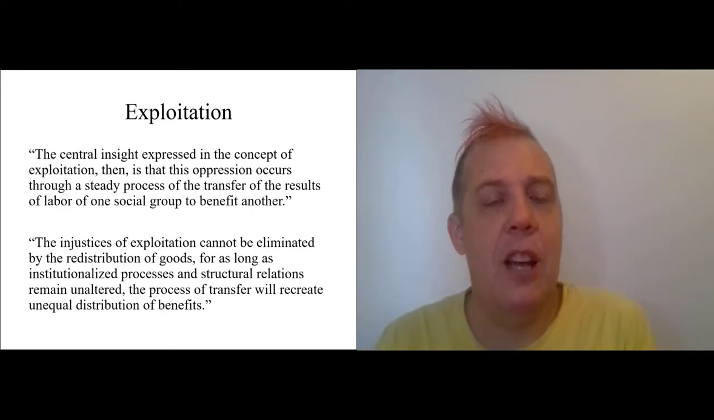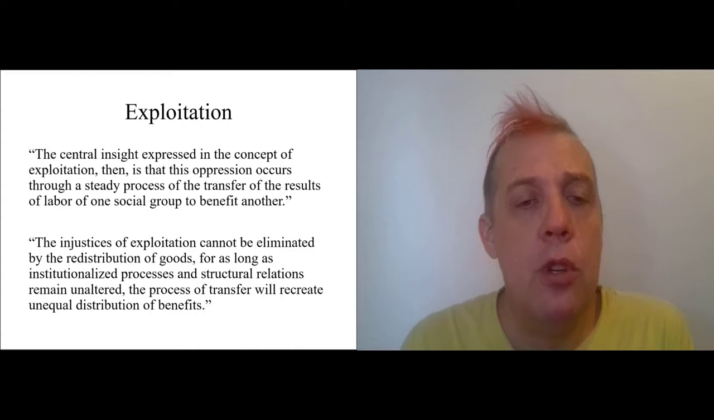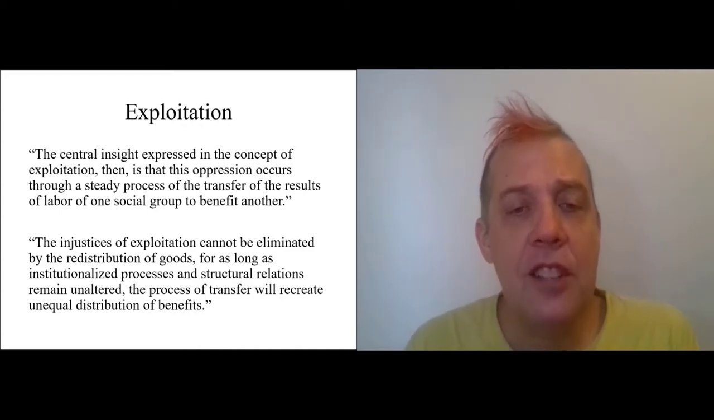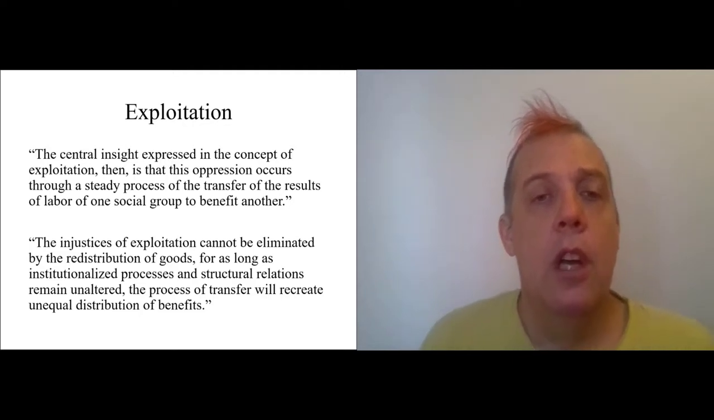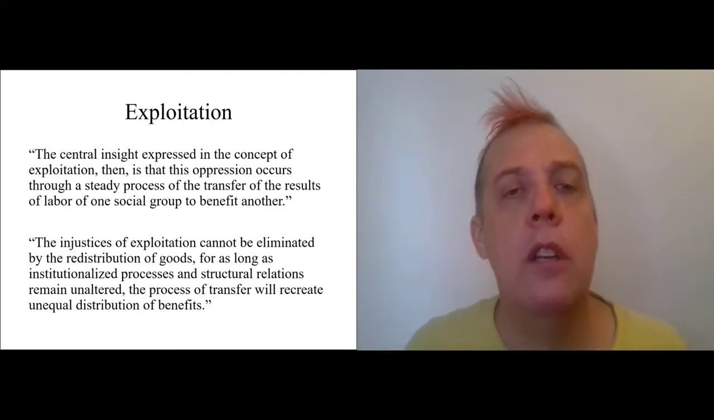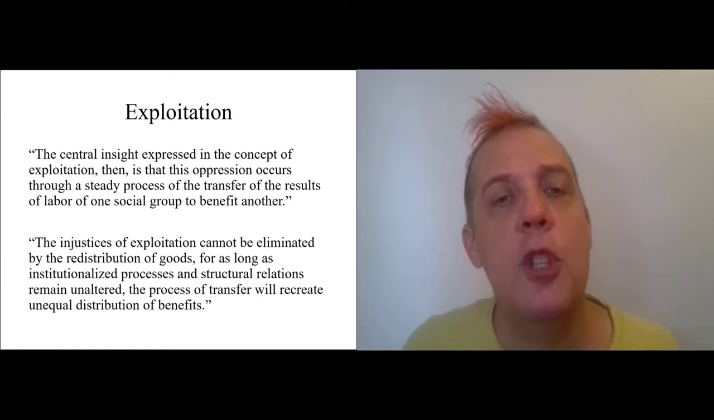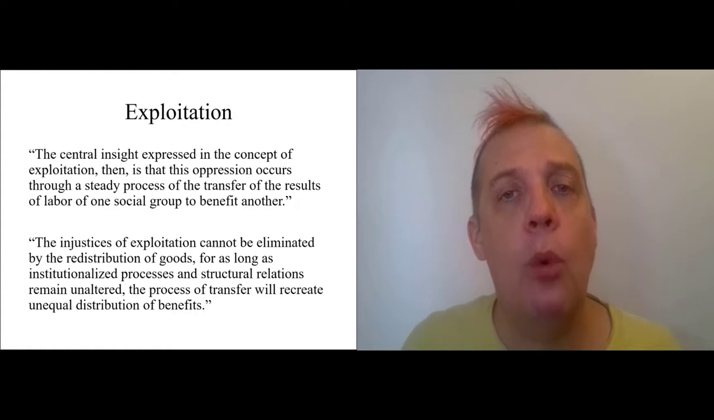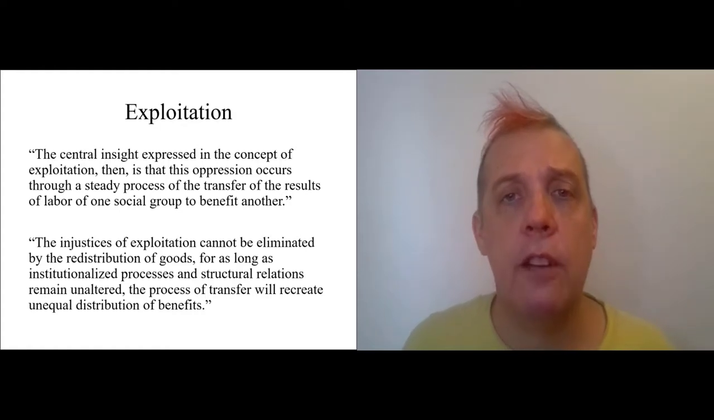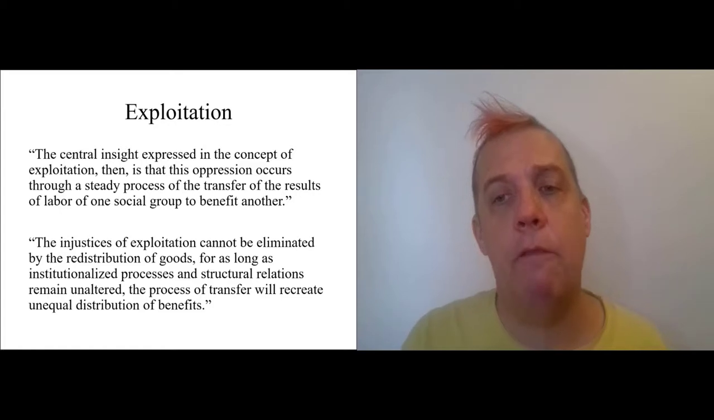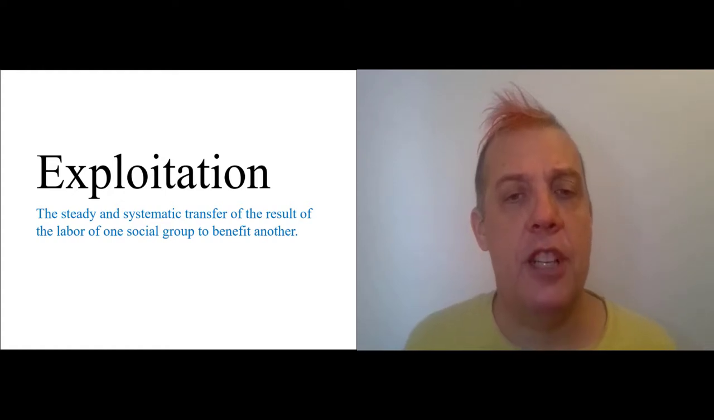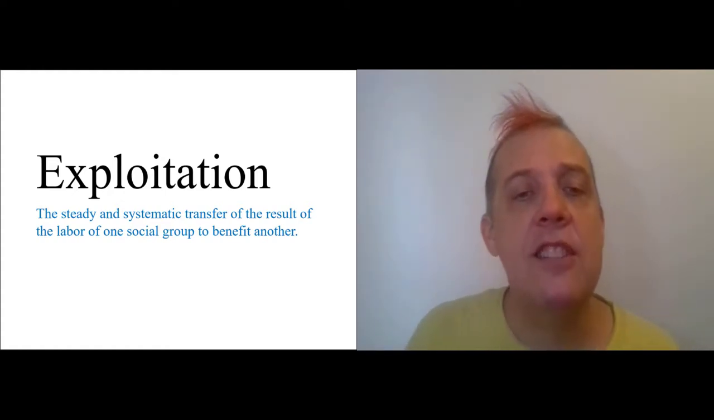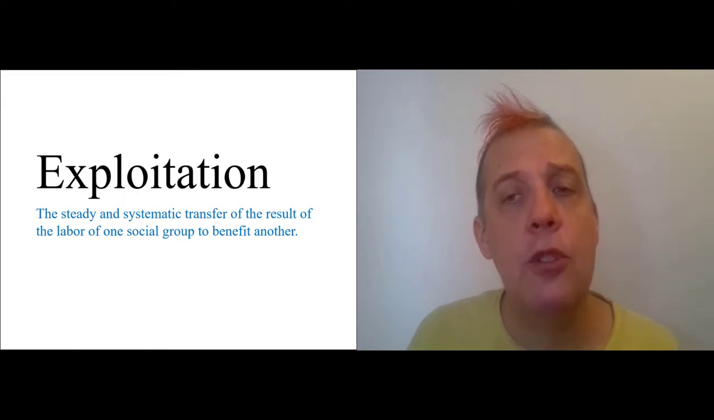Injustices of exploitation cannot be eliminated by the redistribution of goods, for as long as institutional processes and structured relations remain unaltered, the process of transfer will recreate the unequal distribution of benefits. So basically, exploitation happens when some people are doing the work, and the benefits of that work don't go to the people doing the work. They are systematically channeled to another group of people. So we can give a more official definition here. Exploitation is the steady and systematic transfer of the results of labor from one social group to another.